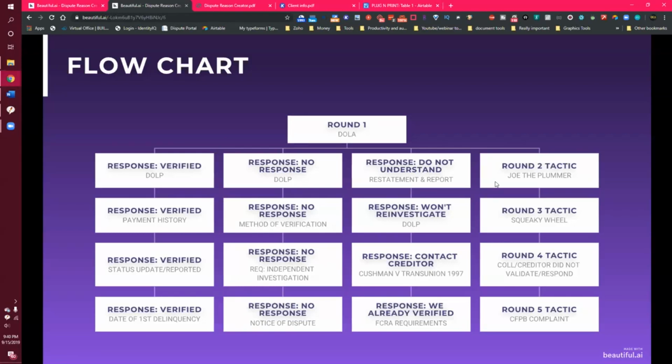Round 3 tactic is the squeaky wheel. I will tell you that the squeaky wheel should be called the pain in the ass, and I'm going to explain why. Squeaky wheel, what does a wheel do? It just goes over and over and over again, round and round. It never stops. Once it starts, it never stops.